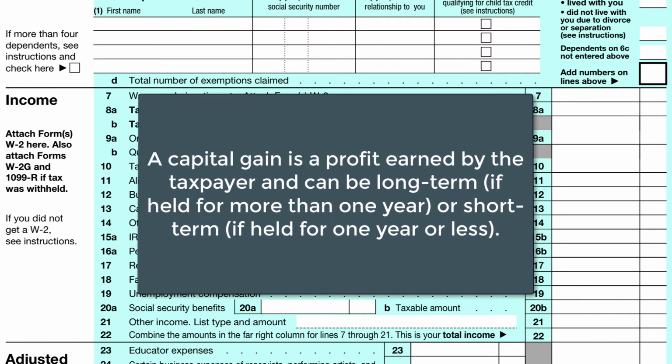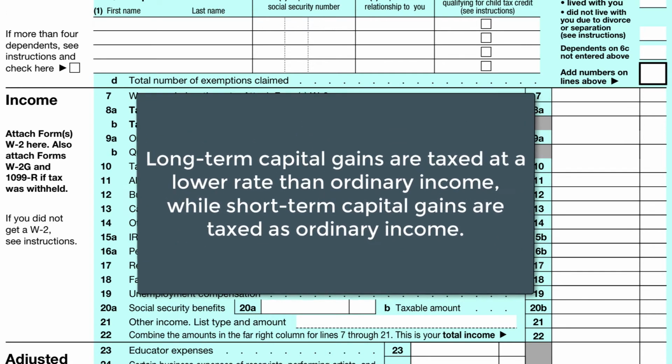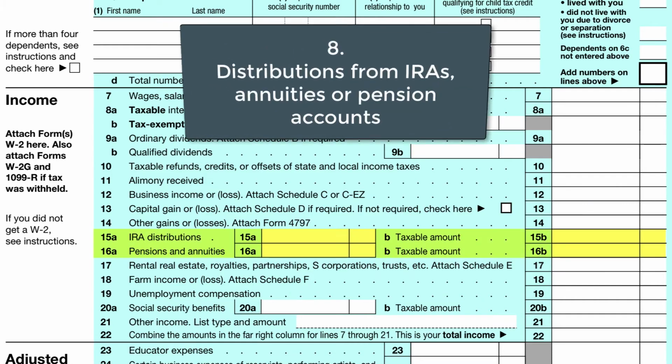A capital gain is a profit earned by the taxpayer, which is generally measured by the sale price minus whatever the taxpayer paid for the property in the first place, with certain adjustments. Capital gains can be long-term, if held for more than 1 year, or short-term, if held for 1 year or less. Long-term capital gains are taxed at a lower rate than ordinary income. In fact, they're taxed at the same rate as qualified dividends, while short-term capital gains are taxed as ordinary income. 8.